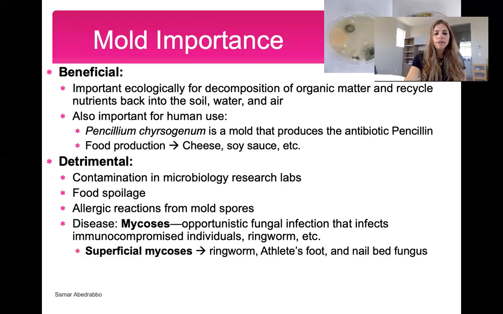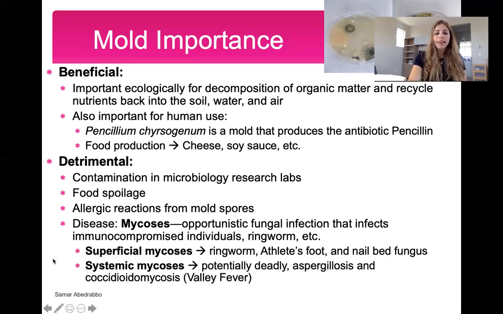A term I want everyone to know is mycoses. They can cause diseases called mycoses. Mycoses are opportunistic fungal infections, meaning that they infect people who are immunocompromised. Immunocompromised could be someone who already has an underlying disease, or for example, a pregnant woman is immunocompromised. So again, mycoses are opportunistic fungal infections. They take opportunity of someone who is immunocompromised.